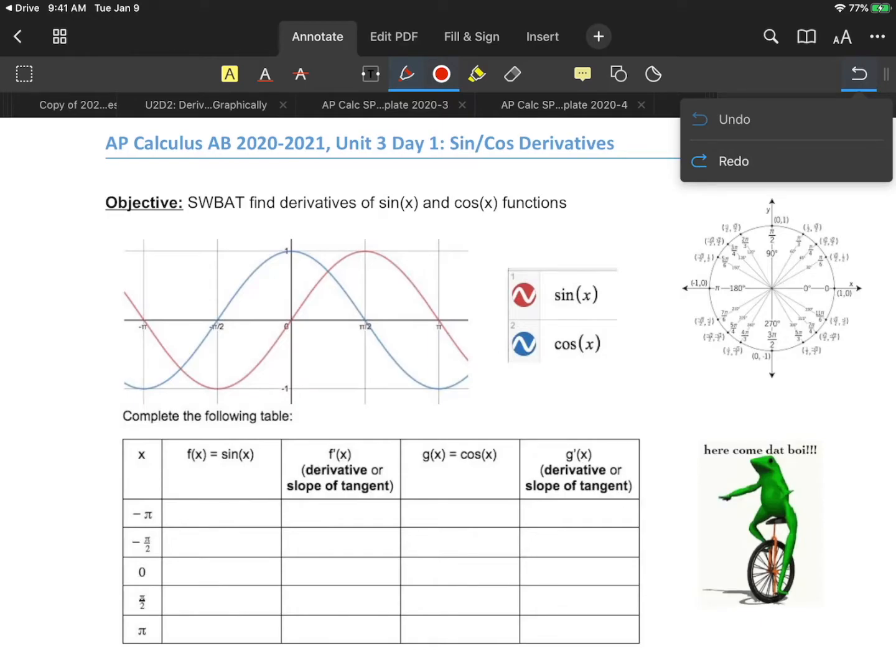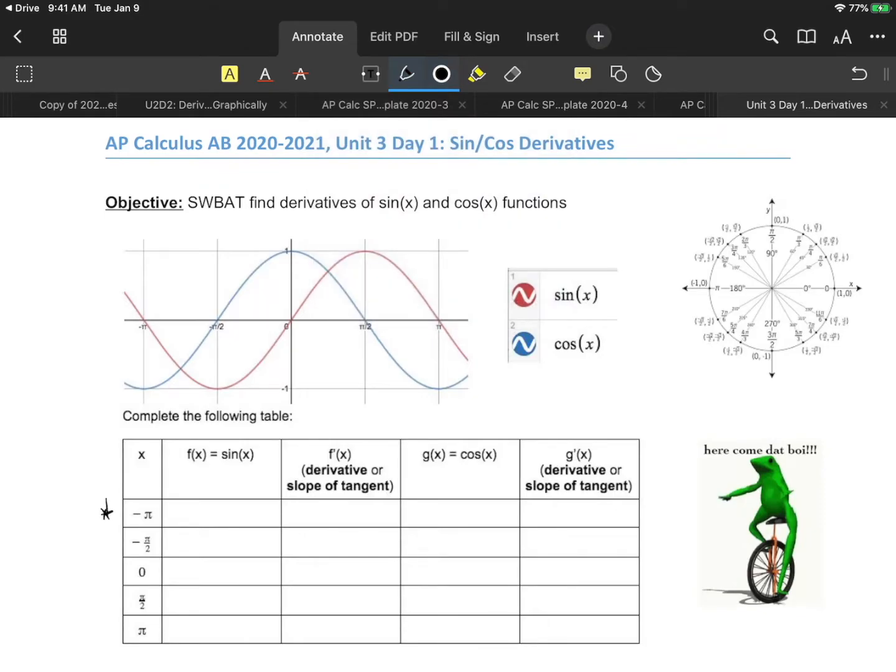So here we go. We're just going to fill out this table, starting with what is going on with each of these functions at negative pi. I'm going to examine the red function, which is sine of x, and the blue function, which is cosine of x, and answer these questions. The first question is, what is the sine of x when x is negative pi? The sine of negative pi, as I can tell from my graph here or thinking about the unit circle, is 0.